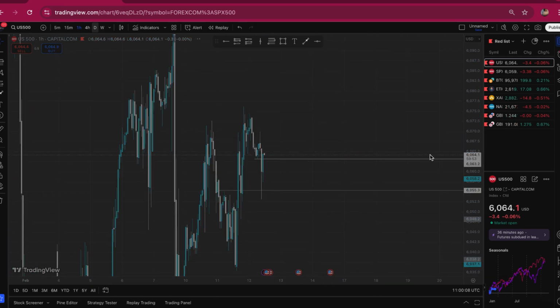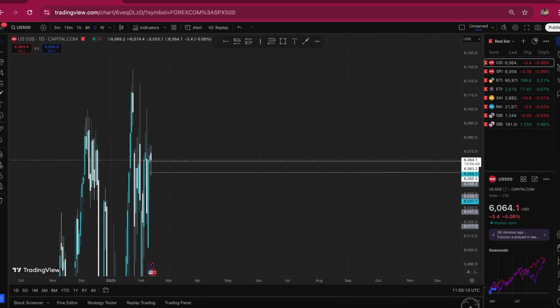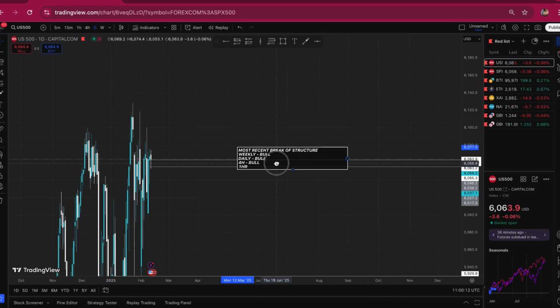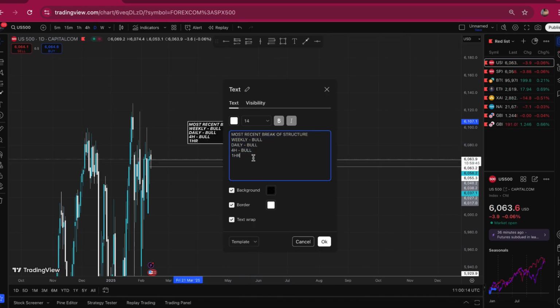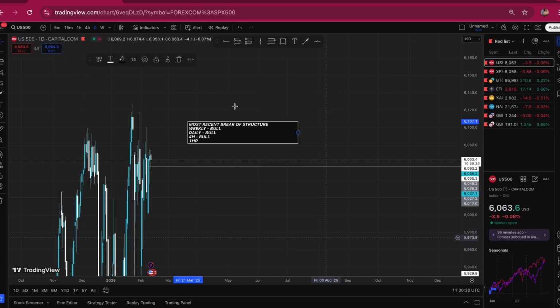So if I go back to the little thing, the 1 hour would be bearish. But like I said, the most recent break structure on each of them showed that the weekly was bullish, the daily was bullish, the 4 hour was bullish, and the 1 hour was bearish. So because of that, we'd be bullish on the day.